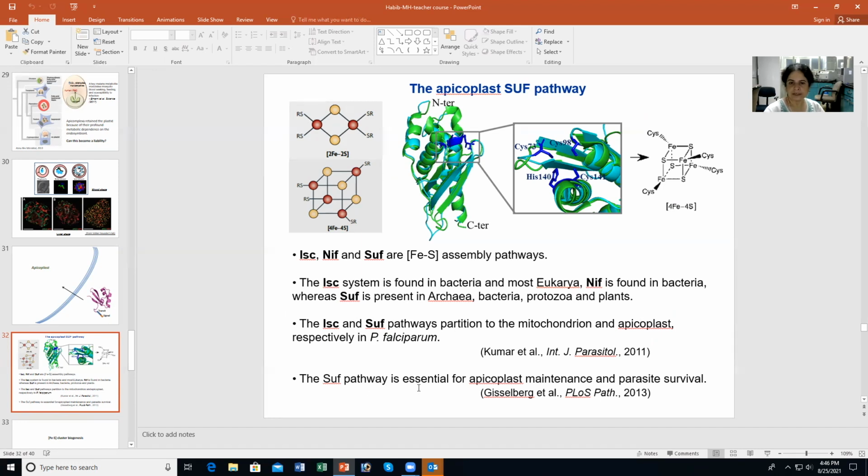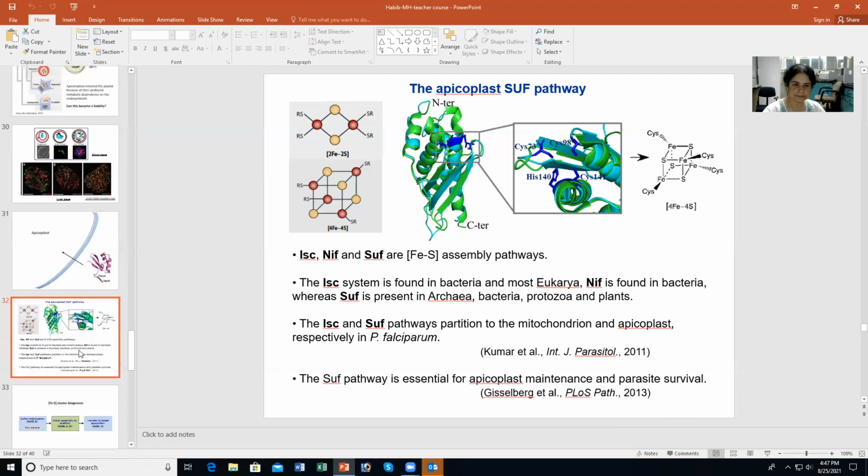Now, the SUF pathway is essential for apicoplast maintenance and parasite survival. Knockout studies have shown that if you make a mutation in SufC, which is an ATPase protein, it has ATPase activity, then the SUF pathway and the apicoplast maintenance are affected and parasites die. So the SUF pathway, it was shown in 2013, is essential for parasite survival and apicoplast maintenance.